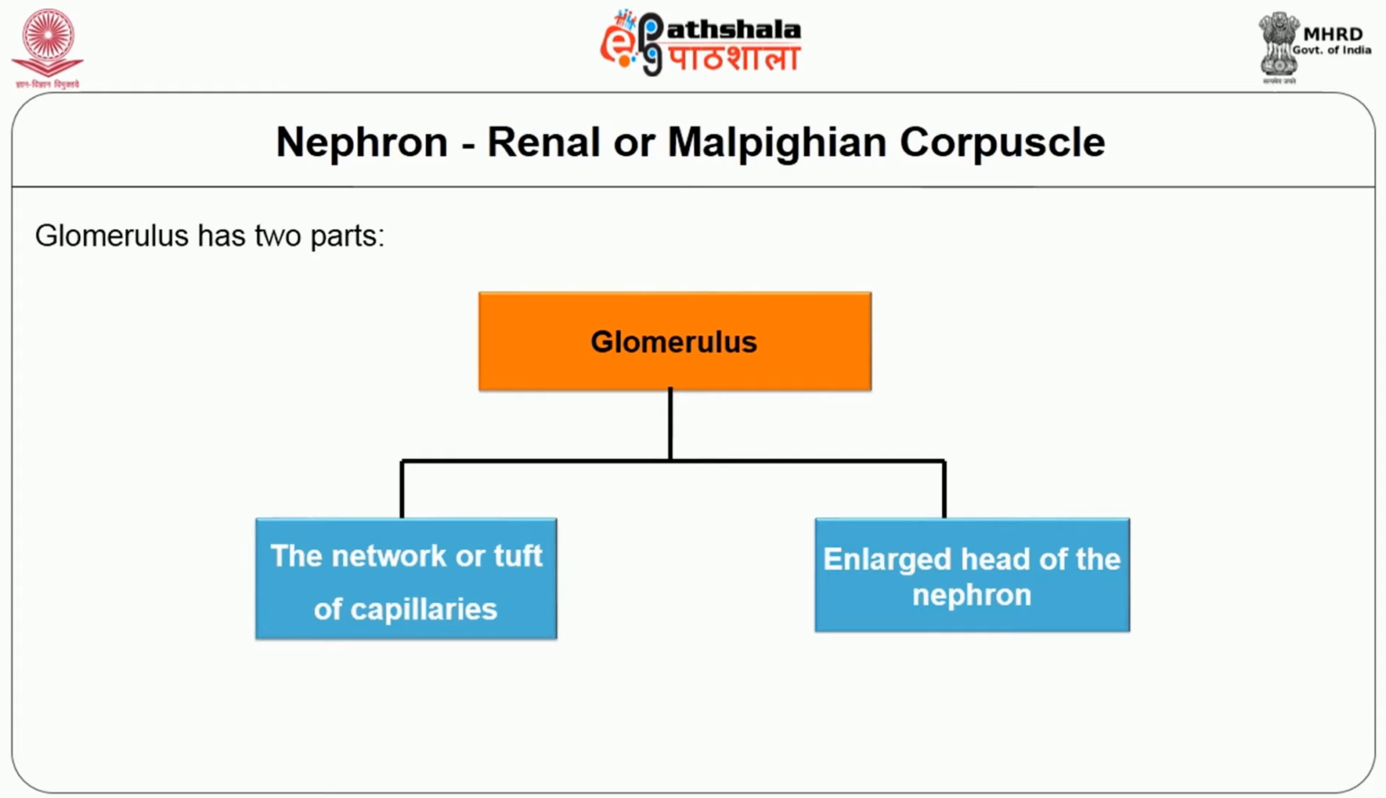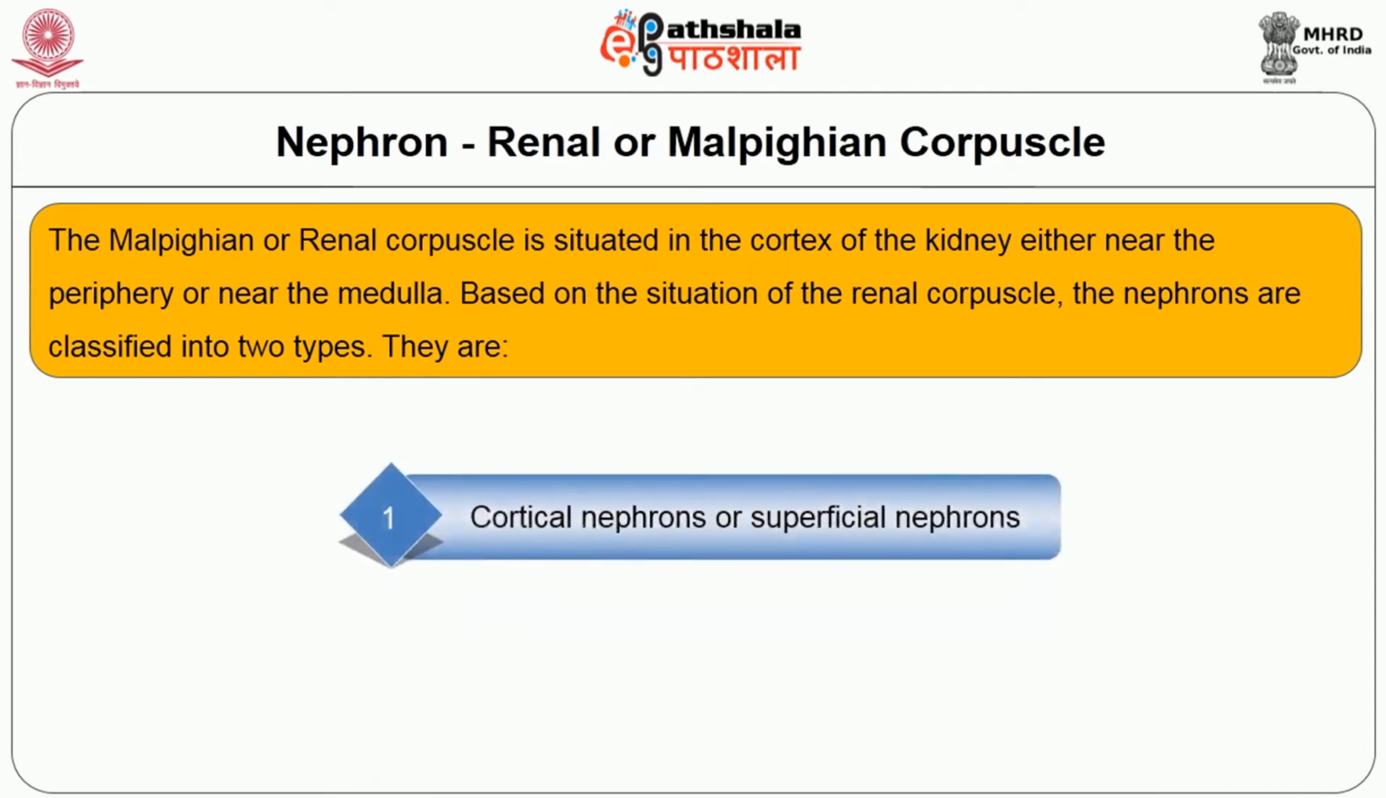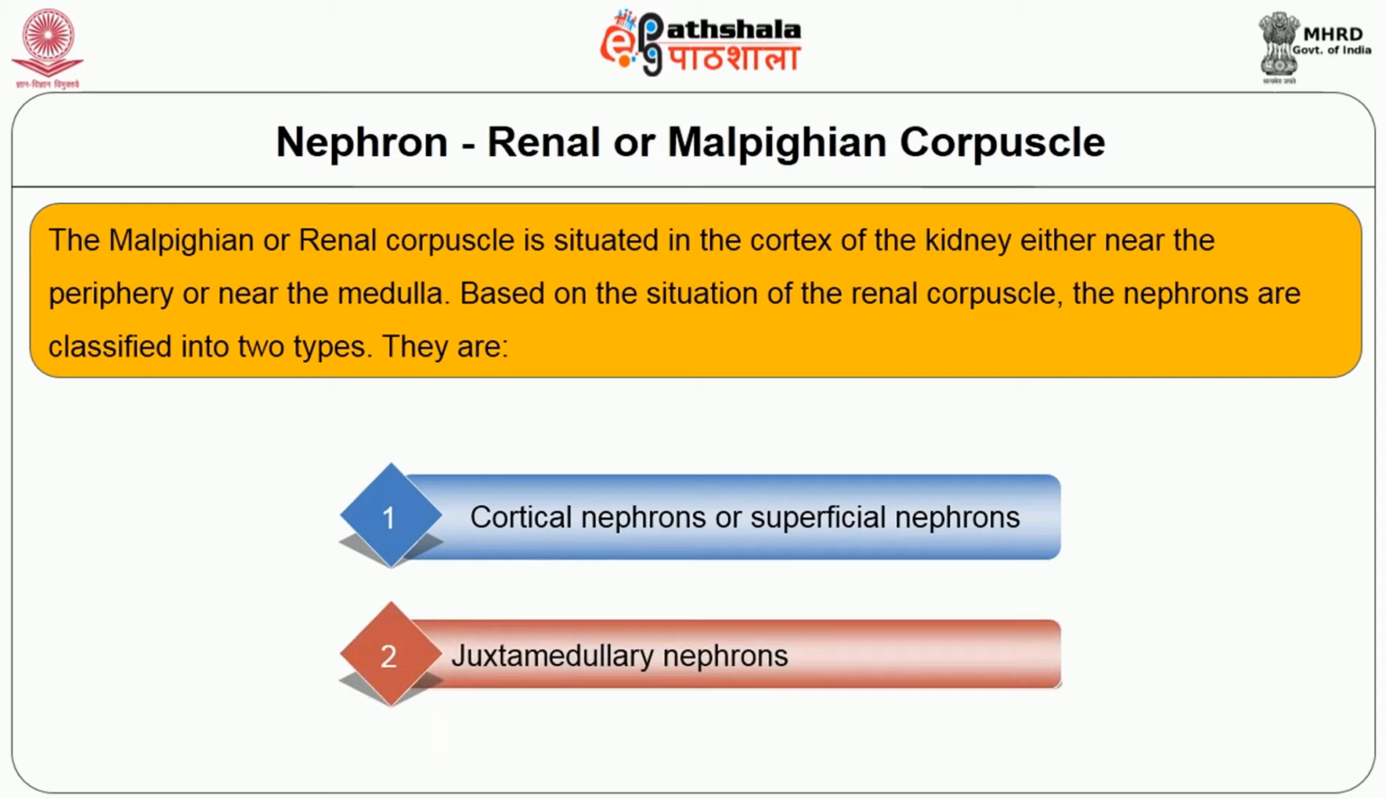The functional anatomy of Bowman's capsule can be compared to a funnel with a filter paper. The diameter of the Bowman's capsule is 200 microns. The Malpighian or renal corpuscle is situated in the cortex of the kidney, either near the periphery or near the medulla. Based on the situation of the renal corpuscle, the nephrons are classified into two types, namely cortical nephrons or superficial nephrons. These nephrons have their corpuscles in the outer cortex of the kidney near the periphery. About 85% of the nephrons are cortical nephrons.